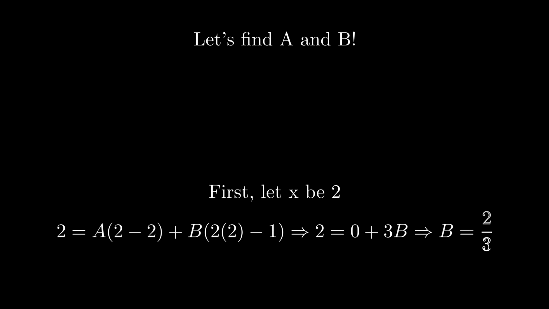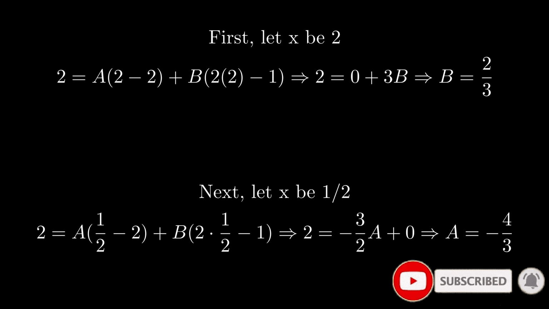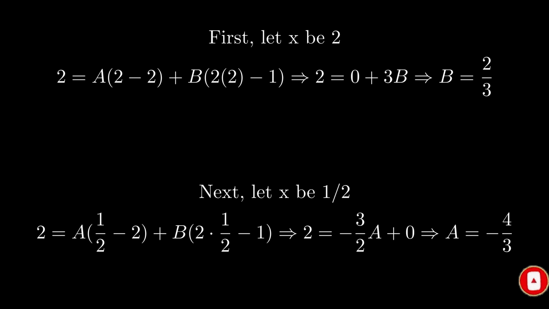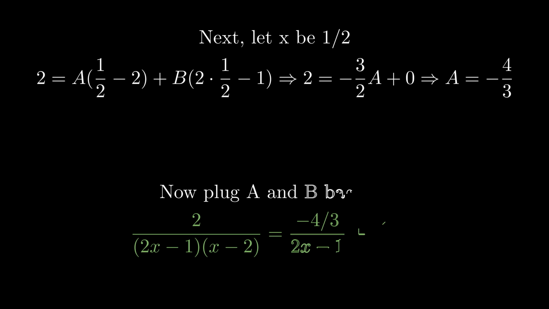First, let x be 2. That makes a go away, and we can solve for b. Now let x be 1/2. That makes b go away, and we can solve for a. Now we plug the numbers for a and b back into the equation.